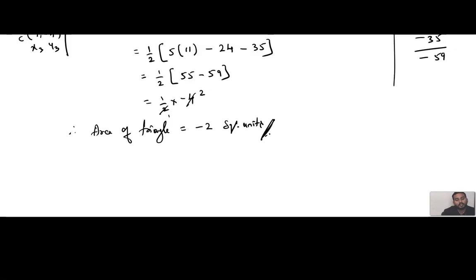Yes. Children, one more thing before we go for the next problem. Here we got area of triangle as minus 2 square units, right? But one thing you need to remember, area value cannot be negative. The value of the area cannot be negative.